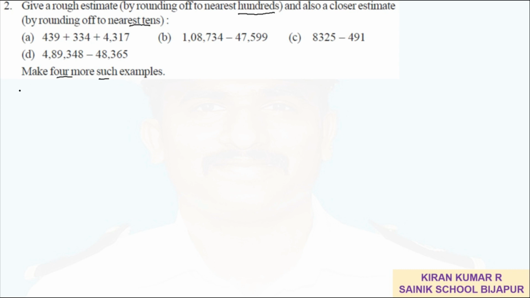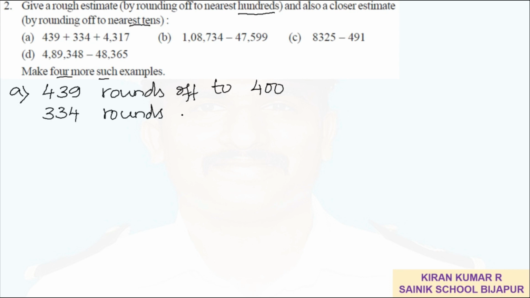Let me consider the first one. $439. It rounds off to 400. 334. It rounds off to 300.